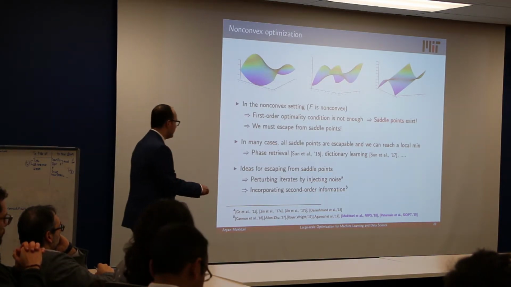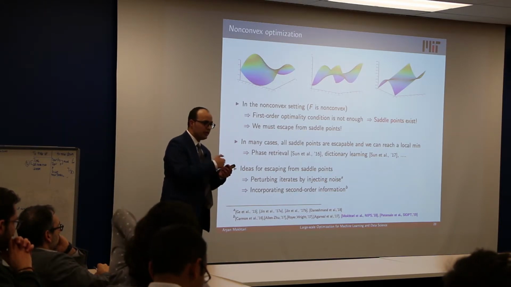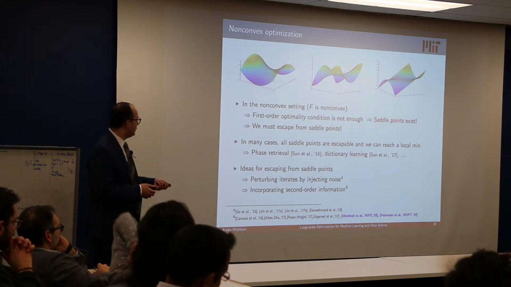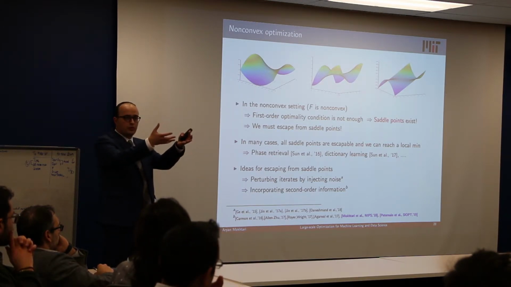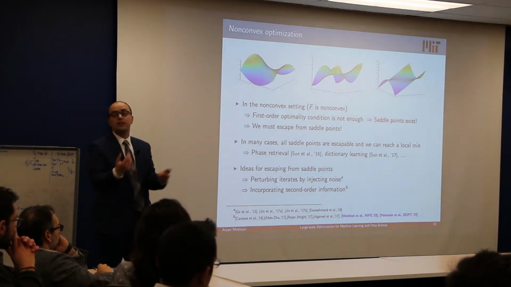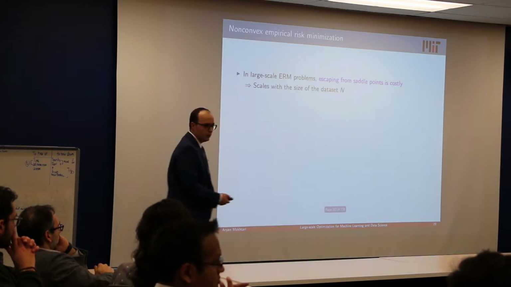The first idea says that once I'm close to a saddle point, let's perturb it properly so that I can find the escape direction with high probability. And the second idea is, look at the Hessian of the objective function and find the eigenvector corresponding to the smallest eigenvalue. That will give you the escape direction. Okay, so that's nice. Both of these algorithms work.